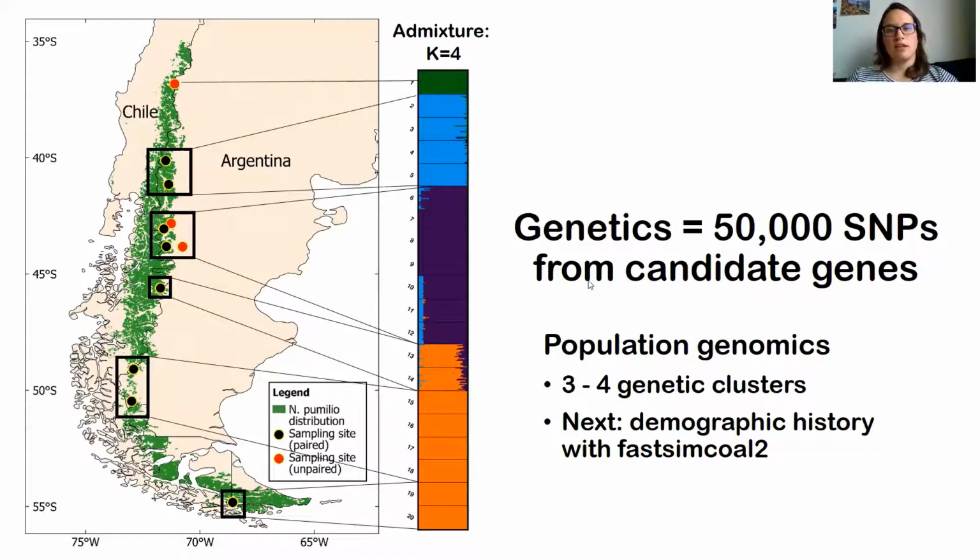And so far what I've done with that is looked at the population genomics. So here is one of the major modes from ADMIXTURE, looking at probably 4 genetic clusters. It might only be 3, but this is probably the most likely.